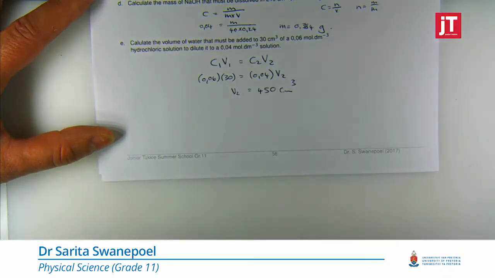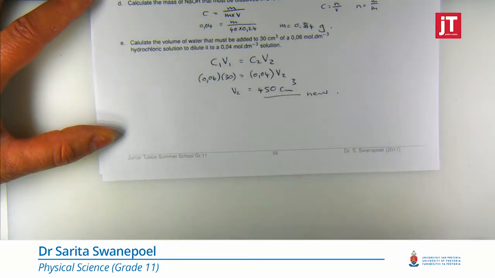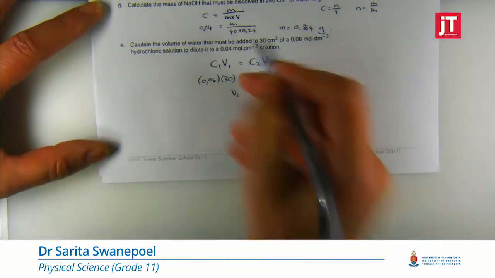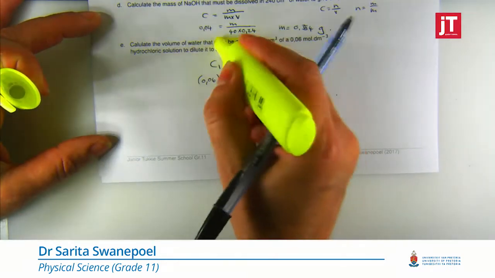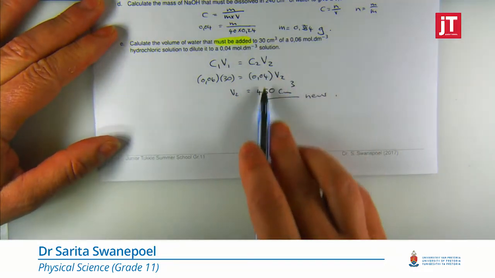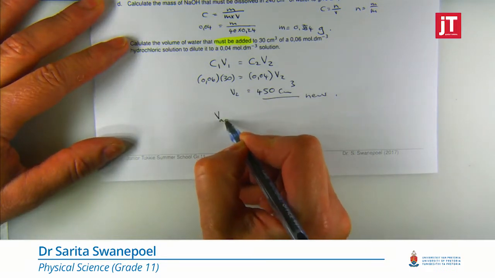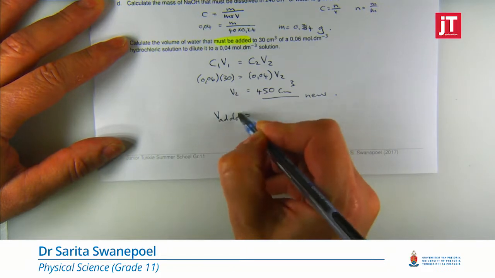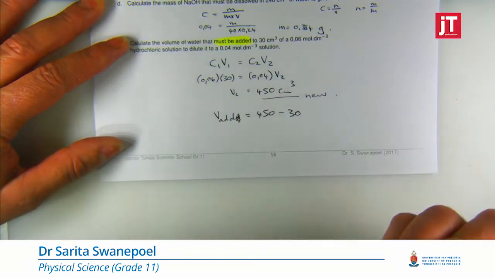Is that the answer? No, that is not the answer. This is the whole new solution, right? They didn't ask what should be the new volume. They asked what must be added. So in the question, that was the most important thing. What must be added, right? So you already started off with 30. So you end up with a final solution of 450. What you need to add will be 450 minus the 30 that was already in there.